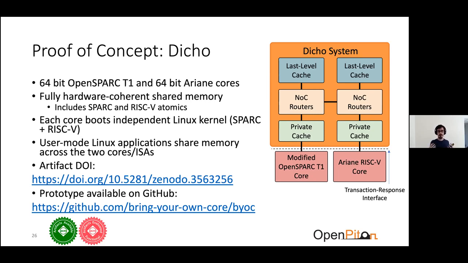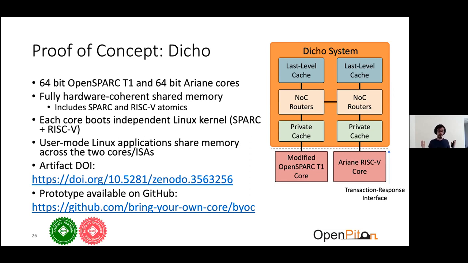Each core can boot an independent Linux kernel, one for each ISA, and then we can run user mode applications on top that share memory across the two cores, across the two ISAs under the hood. This gives you an interesting capability, and you can start to ask what sort of OS-level or software-level problems you could try to solve with a system like this.